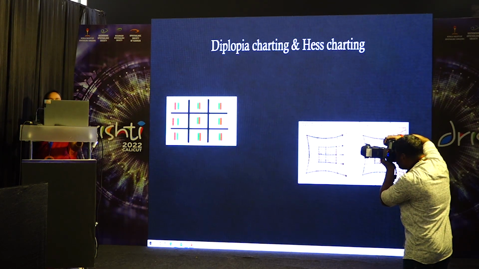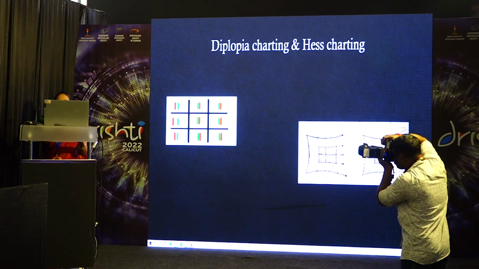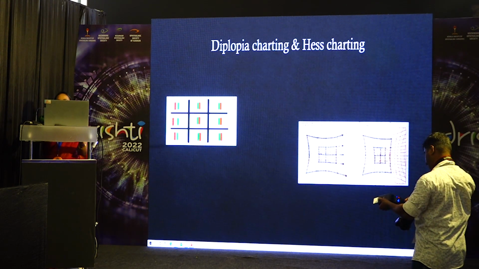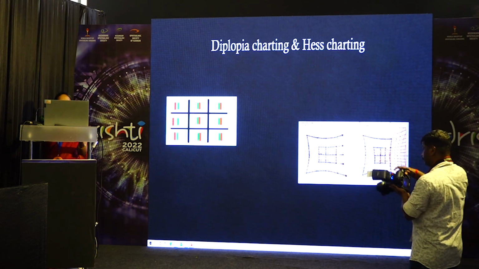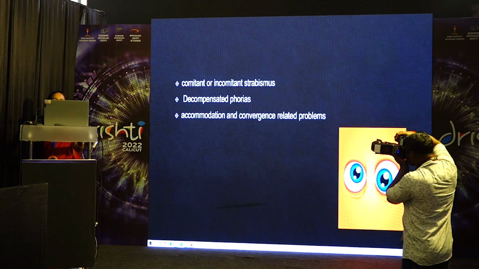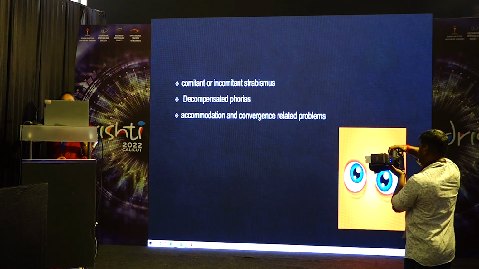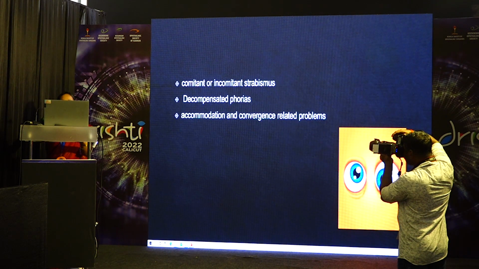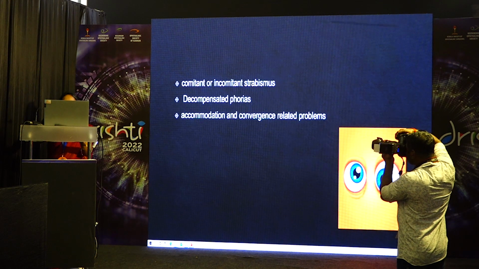Diplopia charting and Hess charting will give us an idea whether we are dealing with a paretic cause or a restrictive cause, and we will also get an idea which muscle is lacking and which muscle is overacting. So with all these tests, we will come to a conclusion whether we are dealing with a comitant or incomitant strabismus, whether we are dealing with a decompensated phoria, or if the reason is an accommodation or convergence related problem.